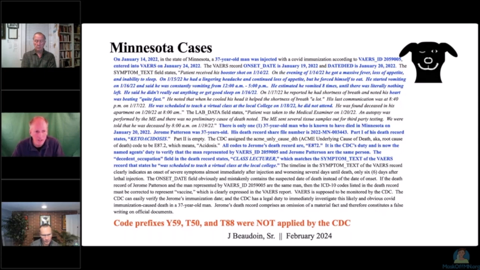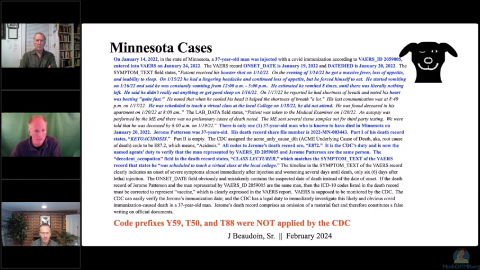All right. The decedent occupation field in his death record states class lecturer. And the symptom text states was scheduled to teach a virtual class at a local college. Remember that from VAERS. Okay, so we know he was scheduled to teach a class, and the death certificate says he's a class lecturer. He's the same age, he's male, and he died on the same day. I think I got the right guy. Okay, it has to be, right? So you have a vaccine death that was not labeled a vaccine death, and they darn well know why he died. And they avoided writing probably the true cause of death. They just wrote ketoacidosis.